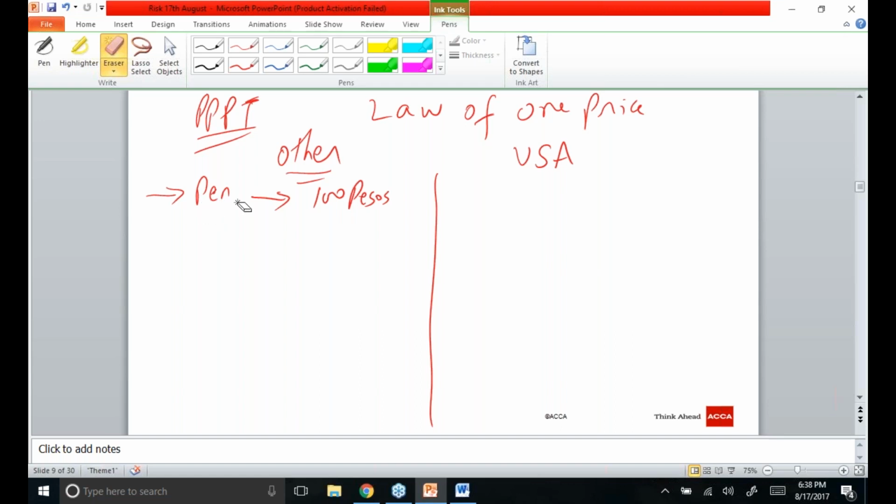Okay, the commodity has a price in the other country of 100 pesos. It should have the same price in USA, but obviously in USA the currency is not pesos. In USA the currency is a dollar, and in USA this pen has a price equivalent to $1. In the other country, this pen has a price of 100 pesos. In USA, it has a price of $1. But the principle is that it should have the same price. So the exchange rate will be set like this at 100 pesos.